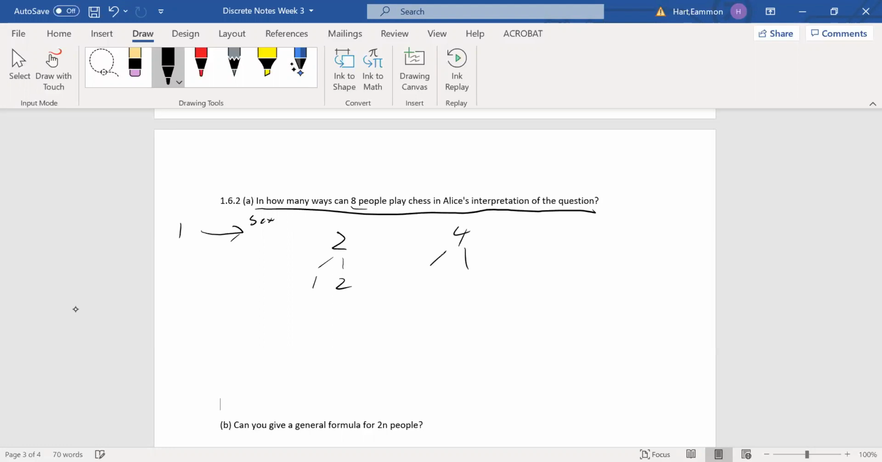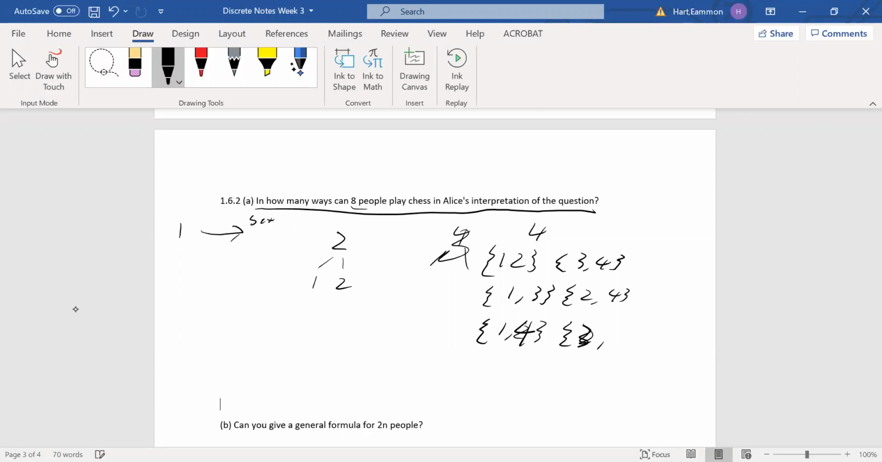So for four, we can have one paired with two and three paired with four. We can have one paired with three and two paired with four. Or we can have one paired with two, and then one paired with four and then two paired with three, right? So this right here is going to capture all of the possibilities for four.